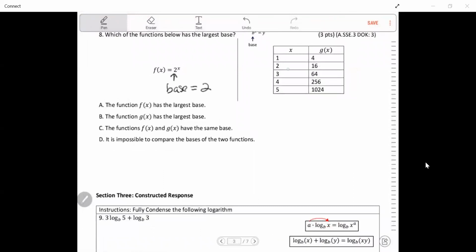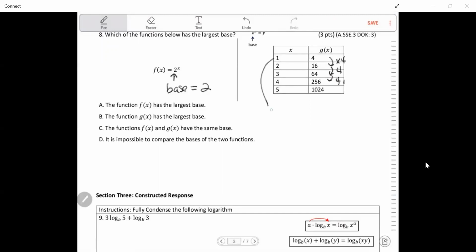How can we figure out the base of this table over here? Well, we know it's an exponential function because of the way it's growing. This is times 4, this is times 4. So these are all times 4, I notice, as we get from one to the other. And because you're multiplying each one by 4, that's really what this is going to be.